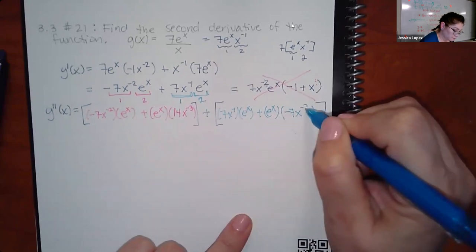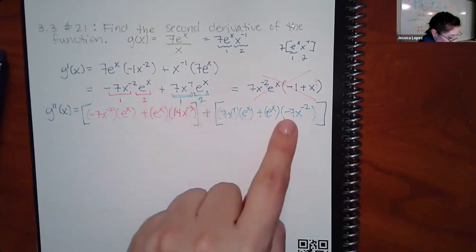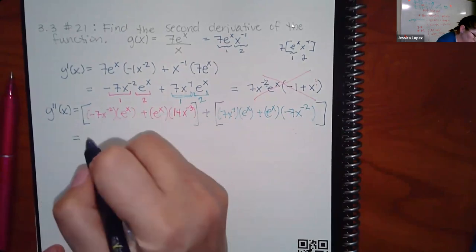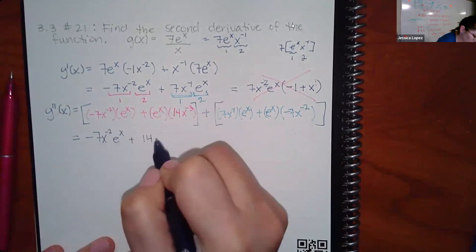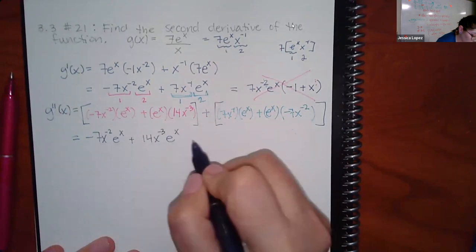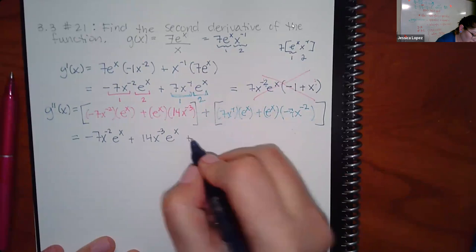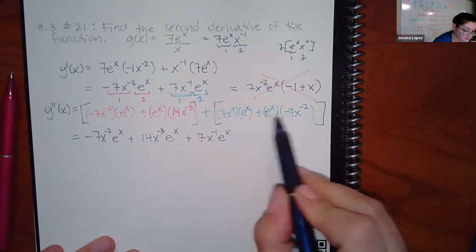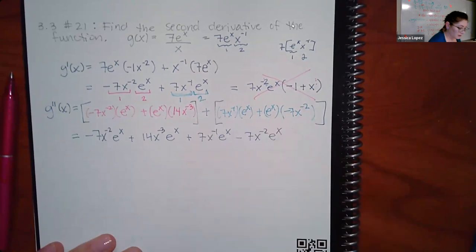You got it. See, the negative 1 times the 7, positive 7, is negative 7. And then, yes, take away 1 from your power. Okay. So then when I multiply those, I get negative 7x to the negative 2, e to the x. I get positive 14x to the negative 3, e to the x. Here, it's a positive, so it's not really going to change the signs. So this is going to stay positive 7x to the negative 1, e to the x. And this, a positive times a negative, is negative 7x to the negative 2, e to the x.